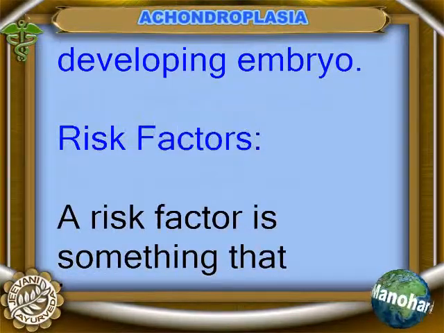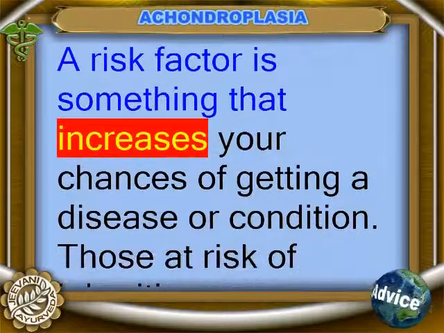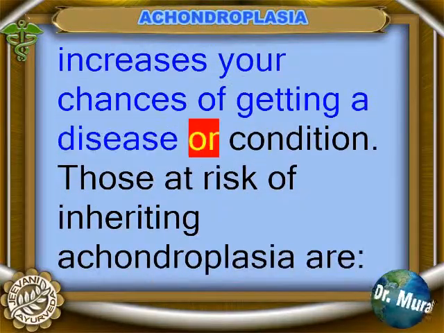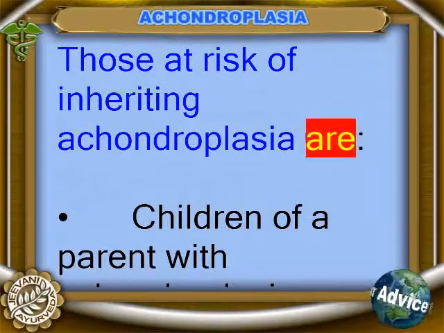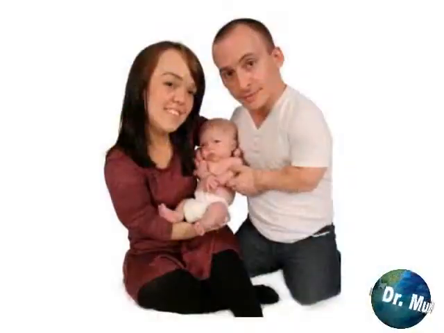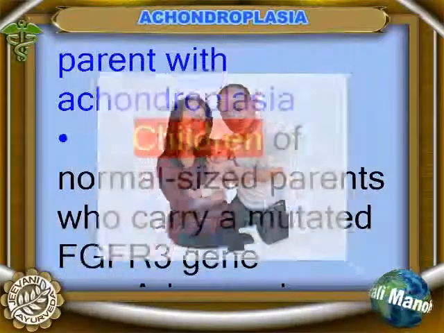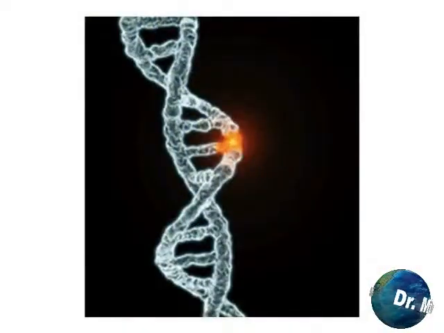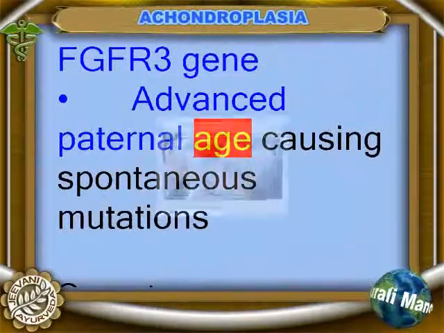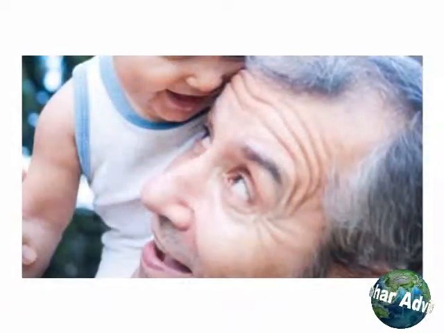Risk factors. A risk factor is something that increases your chances of getting a disease or condition. Those at risk of inheriting achondroplasia are children of a parent with achondroplasia, children of normal-sized parents who carry a mutated FGFR3 gene, and advanced paternal age causing spontaneous mutations.